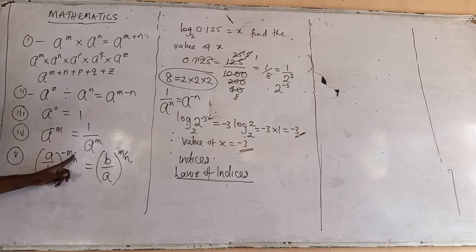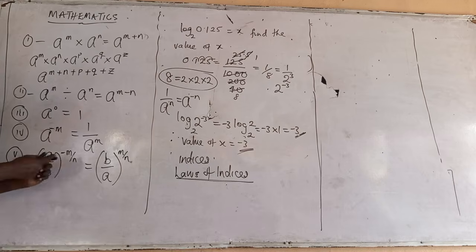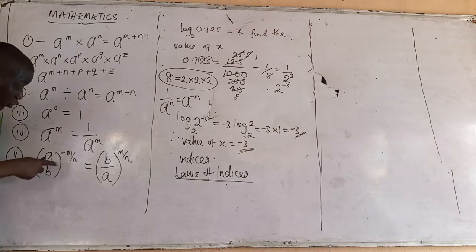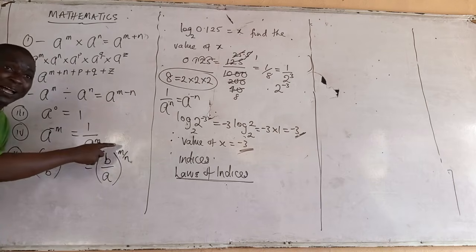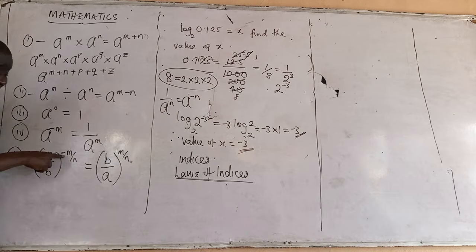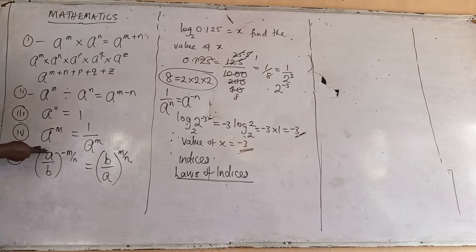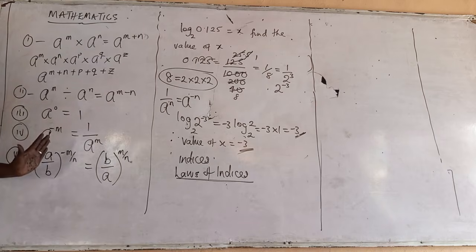Listen to me. Don't forget about your friend. This one now, don't go and turn it to n over m. I did not teach you that. It still remains m divided by n. It's a fractional power. The only thing that will be eliminated is the minus. The denominator becomes the numerator, and the numerator becomes the denominator. It's as simple as that. So that is what we have.